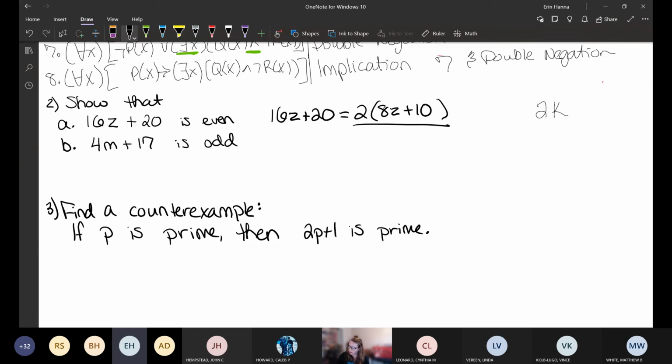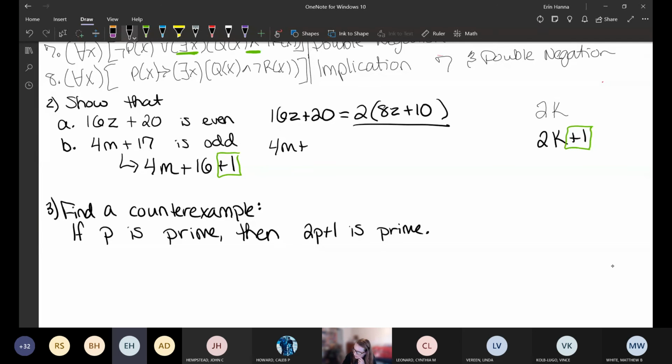Now, odd takes a tiny bit more brain power because of that extra plus 1 at the back. So what we want to do is take this 4m plus 17. Now notice that I could rewrite this as plus 16 plus 1. And then I essentially have this set up for my plus 1 in the back. So once I pull out that plus 1, I want to forget about that for a second and try to take the rest of it and make it look like 2 times something, which we can do.